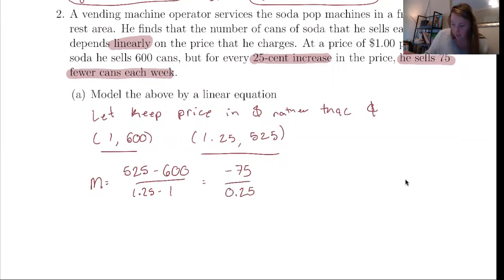0.25. And we were actually kind of told the slope in a really obscure way, right? It says for every 25-cent increase, so for every change in x, oopsies, so this was delta x, he sells 75 fewer. So that was delta y. So that's going to give me, I think it's going to be minus 300.